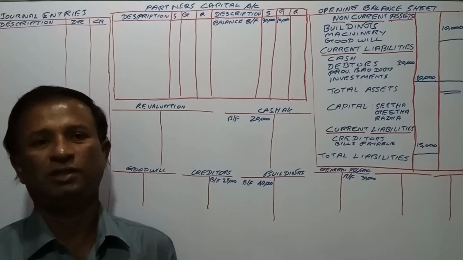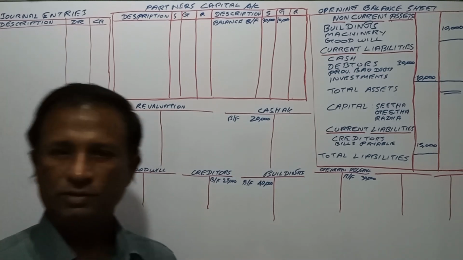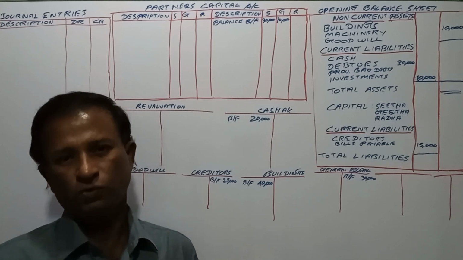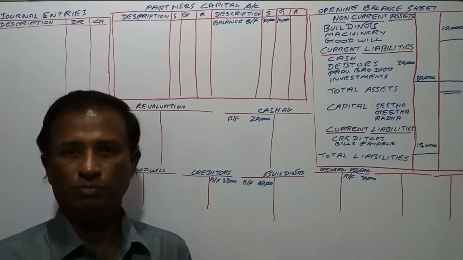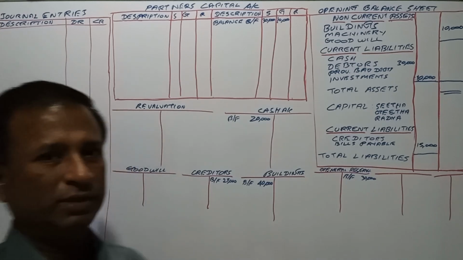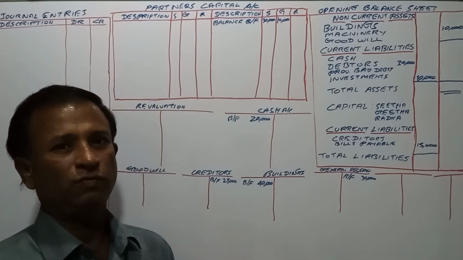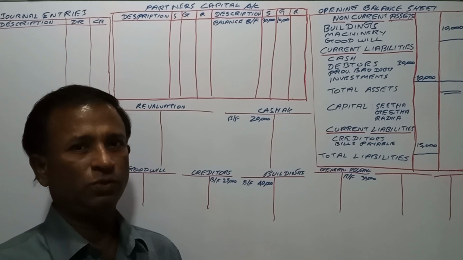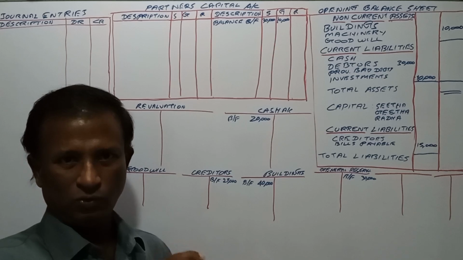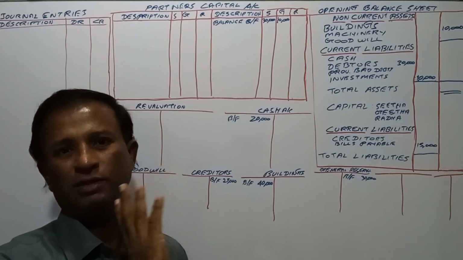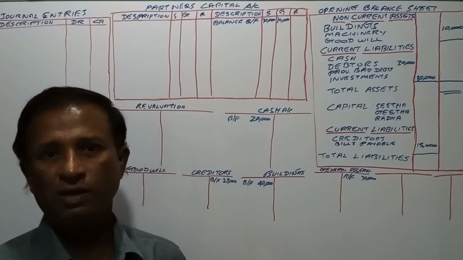Hi students, in today's lesson we are going to see creation of goodwill in partnership. Creation means we don't distribute the goodwill, we will create the goodwill at the time the new partner is entering, and we will keep that goodwill and show it in the assets, right? It is an invisible asset.